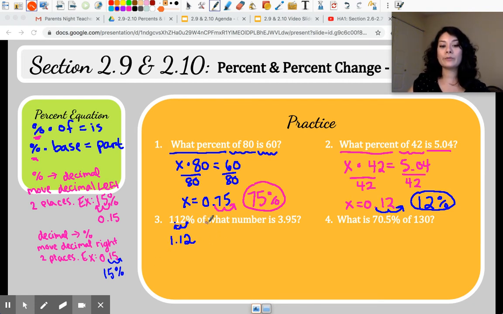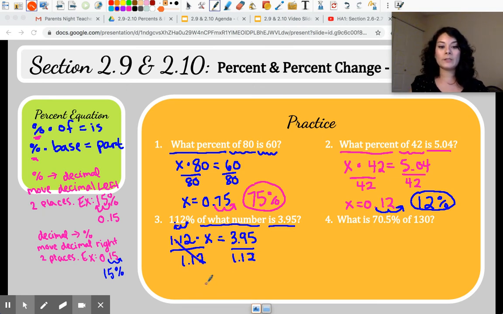That's what I want to use as my percent in this equation. And then it says 112% of what number? So the of value is what I'm solving for, so that's my variable. And then is 3.95, that's my is value. And now I simply solve for my base, my of value. It's a one step, so I'm going to solve this equation by dividing both sides by 1.12. And then let's see what I get. 3.95 divided by 1.12 is going to give me a decimal.